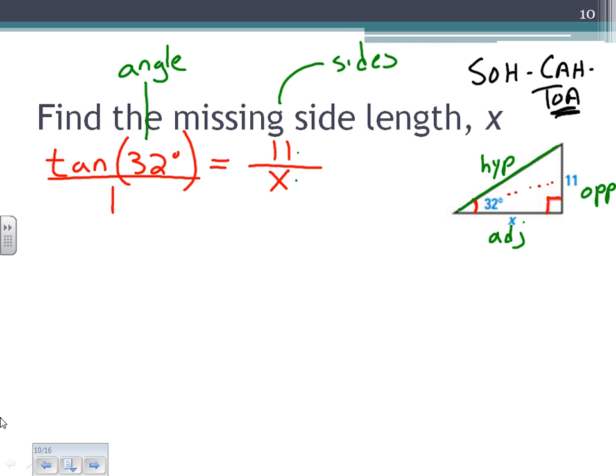And now to solve, I can cross-multiply. So I get, let's do the 11 times 1 first, 11 equals, now, you usually write the tangent second, so I'm going to get an x times, keep it all together, tangent of 32 degrees. Be sure to include that degree sign. It'll help you keep things straight. You have to carry the tangent. This is a function, and it's something in your calculator. We're going to talk about that in a second.